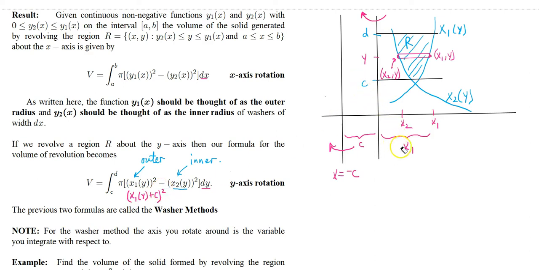And the inner radius, that would change to c plus x2. You see this distance here is x2, so then this value here would change to x2 of y plus c, and then we would have to square it. So that's why it's important to think of these values as being inner and outer radii, because when we change the axis of rotation, we will have to modify these functions, as we'll see with some examples. And now let's take a look at a few examples.